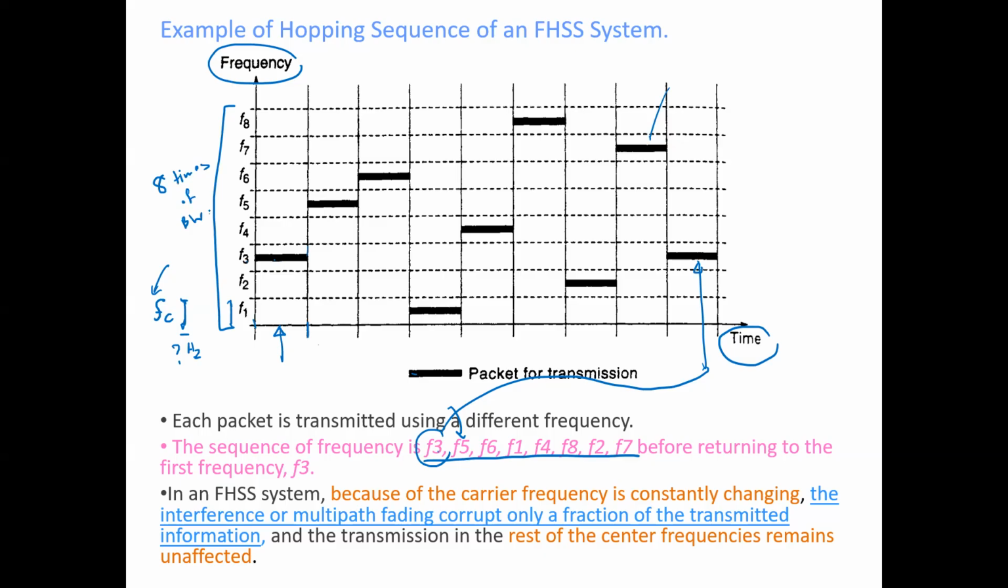Okay, so yeah, it's wider. And then if you take a look at the shape of the signal, the power is lower. This is just a representation to make it easy to understand about sending the packet over multiple frequencies. In this example, because the carrier is constantly changed, the interference or multipath fading collapses only a fraction of the transmitted information.